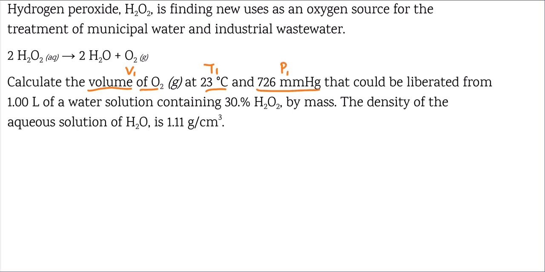We're going to calculate the volume of oxygen at 23 degrees Celsius and 726 millimeters of mercury that could be liberated from 1 liter of water solution, which contains 30% hydrogen peroxide by mass. The density of this aqueous solution is 1.11 grams per cubic centimeter, or grams per milliliter. Keep that in mind. Eventually, we will make use of the ideal gas law.